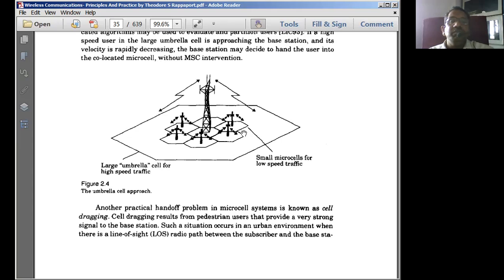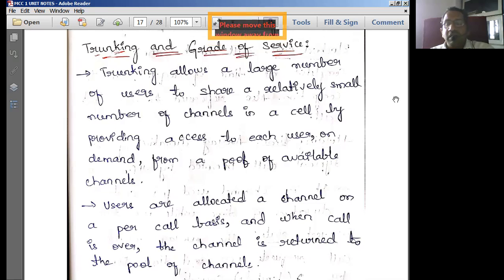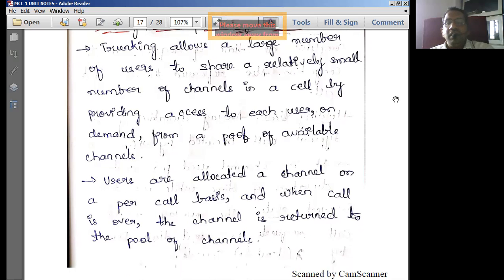So all the cells which are there inside this particular bigger cell are going to be known as micro cells. Micro cells are usually known as small cells for us. Now here we are going to continue from where we left off in the previous class. In the previous class, we touched upon the trunking system, trunking and grade of service.